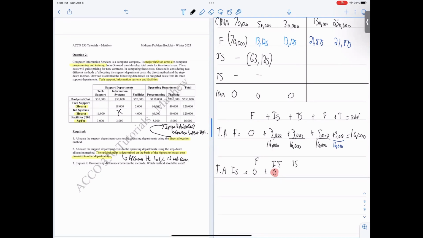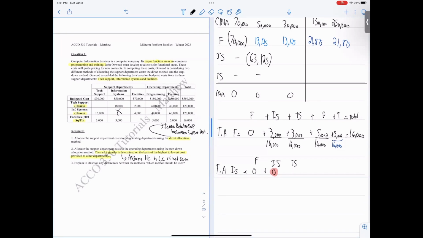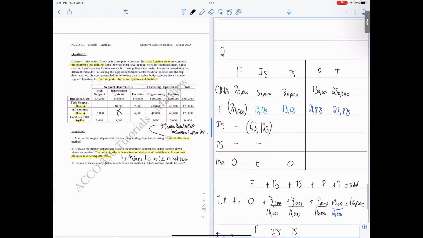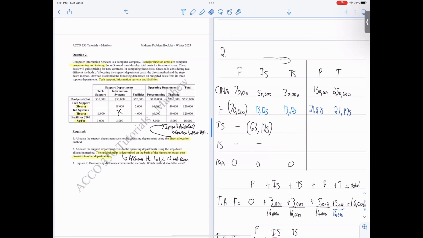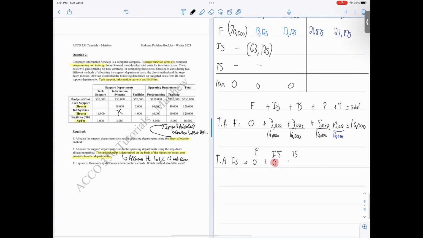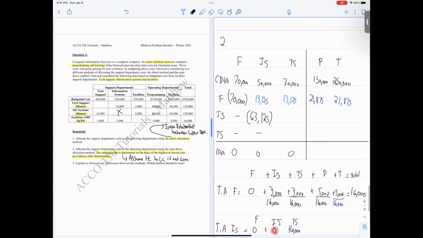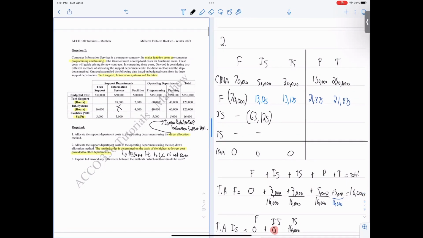How much does information systems help tech support? Information systems helps tech support by providing them 16,000 hours. Sorry, I'm tripping on my words here. So we put 16,000 hours, and then we're good. You never allocate backwards. That's my point. So what I meant to say is tech support does not help information systems.